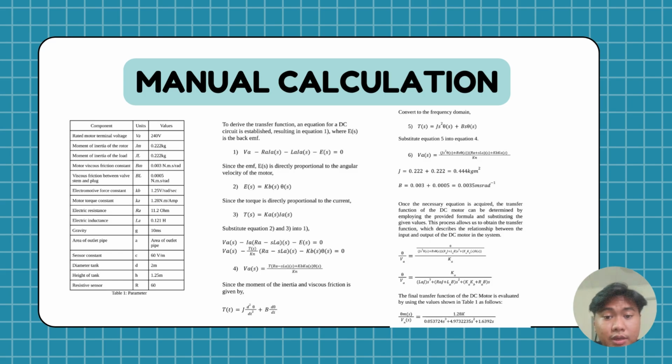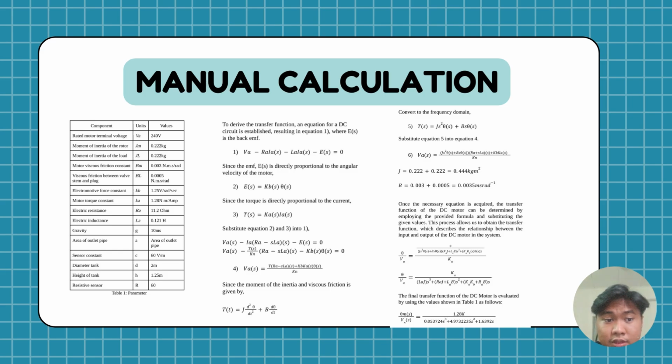And lastly, we got the final equation for the transfer function, which is theta over VA equals KA over LAJ s cube plus RAJ plus LAB s square plus KA KB plus RAB s. And from this transfer function, we substitute all the values we got into it.